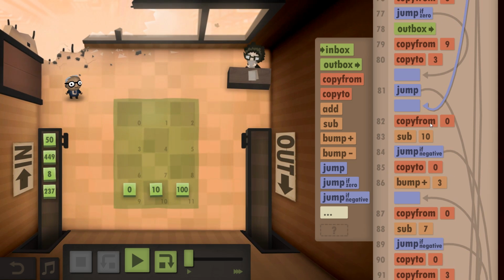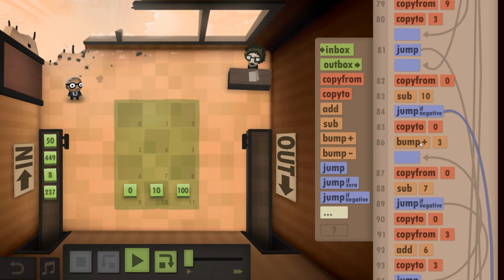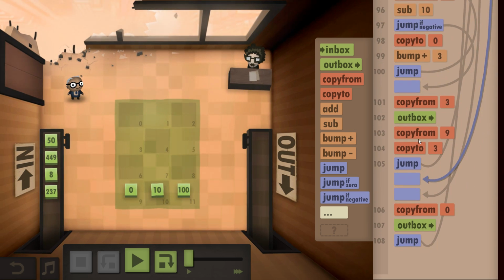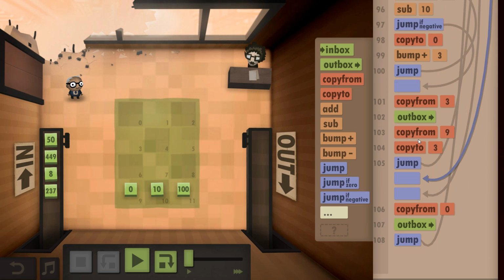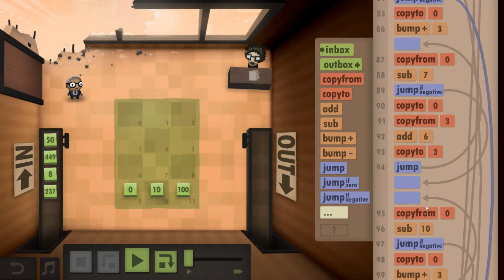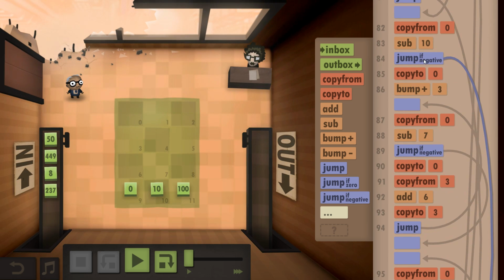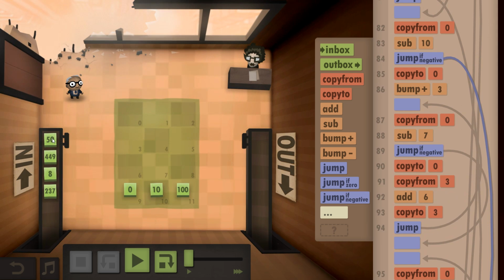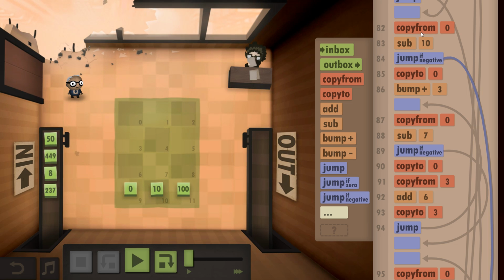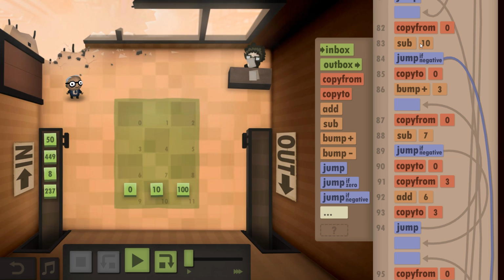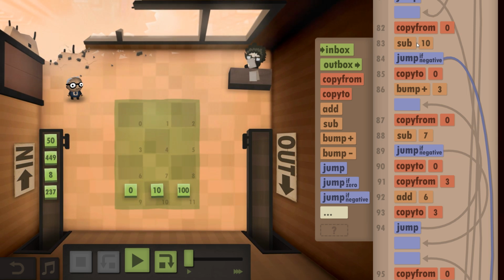I copy from 0 and I subtract 10. If that is negative, I outbox the input. This is a single digit, that makes sense. If that is not negative, then I save it. Like in this case, 50 minus 100 is negative, so I end up down here. 50 minus 10 is not negative, so I save it. 40, and I bump up the counter to 1.